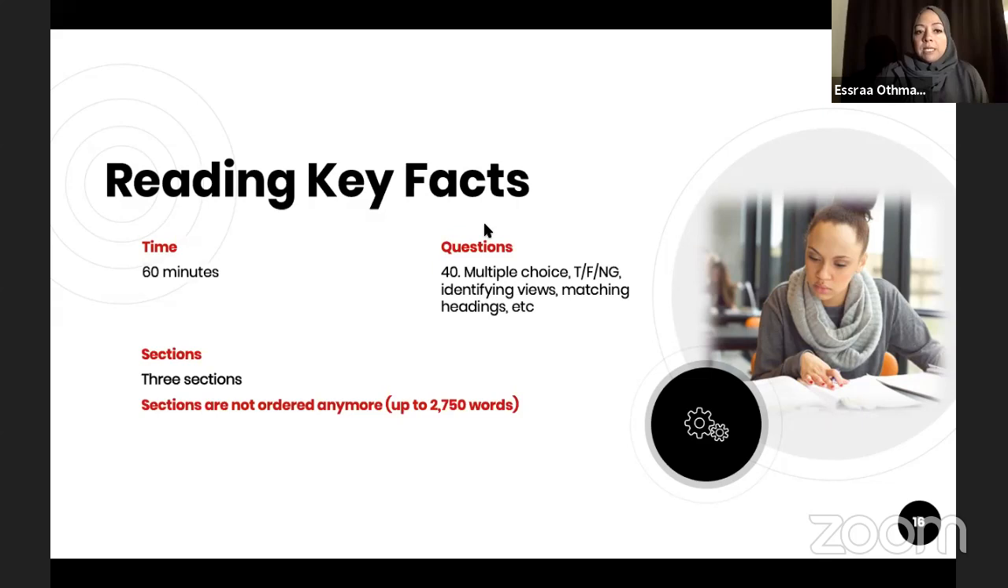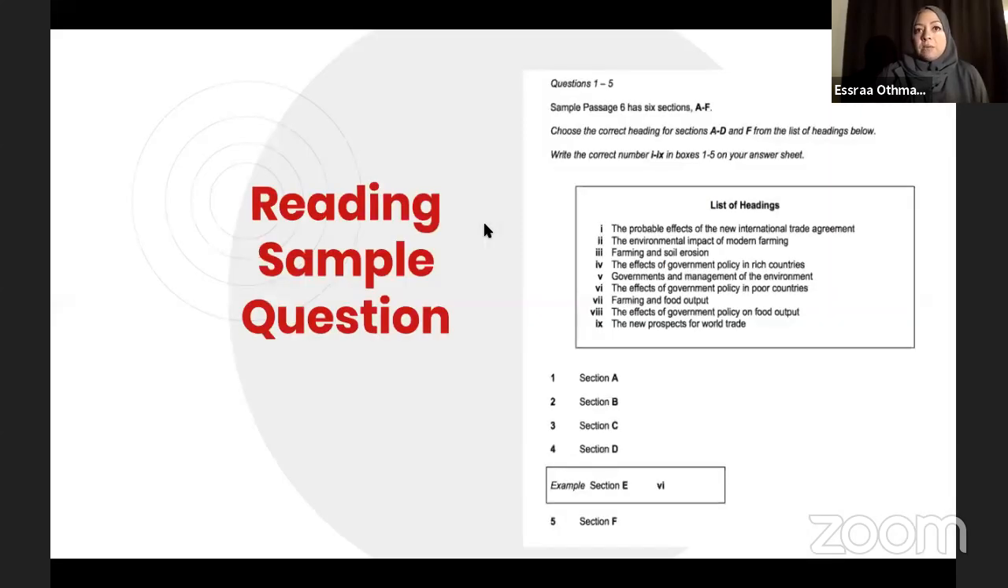Now, the reading is formed of 3 sections. In the past, they were ordered from the easiest to the hardest, but right now it's not ordered like that anymore. You will find them in a random order, okay? The word count can reach up to 2,750 words in total for the three passages. They are long.